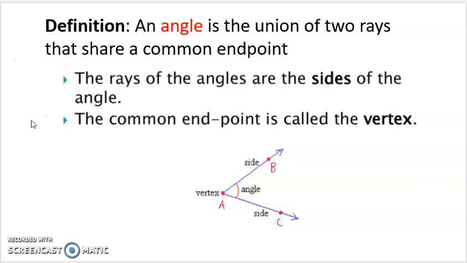A good question is, why can't you just say an angle is the union of two rays? Well, if that's the case, then this would be an angle. I mean, they don't even have to have anything in common. So an angle is the union of two rays that share a common endpoint.